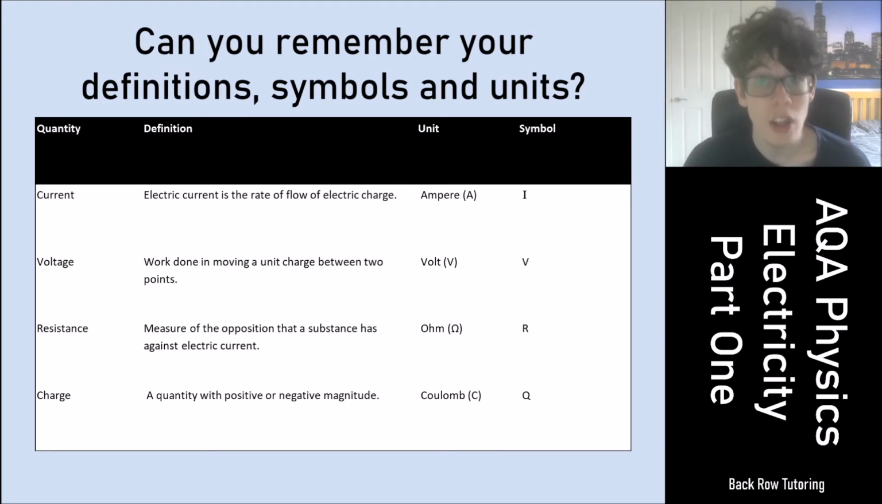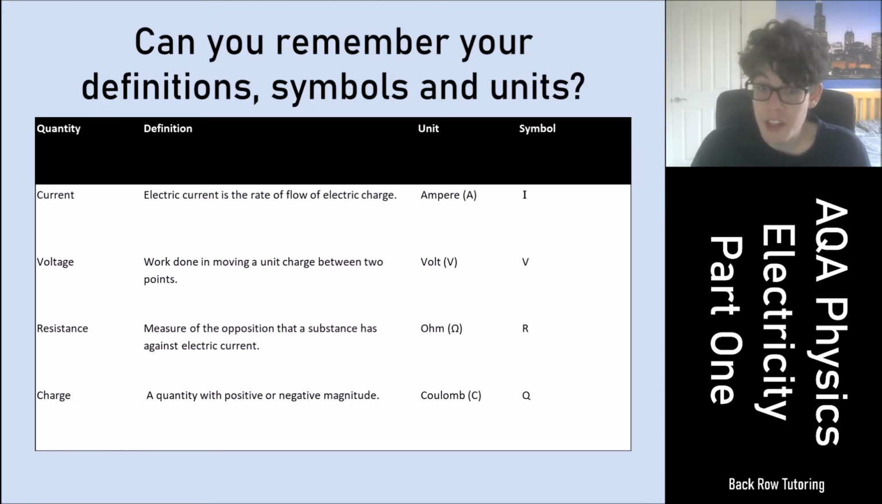The unit is volt, V, and the symbol is V as well. Resistance is the measure of opposition that the substance has against electric current. That's given the unit ohm, or omega for the shorthand for ohm, and the symbol R.